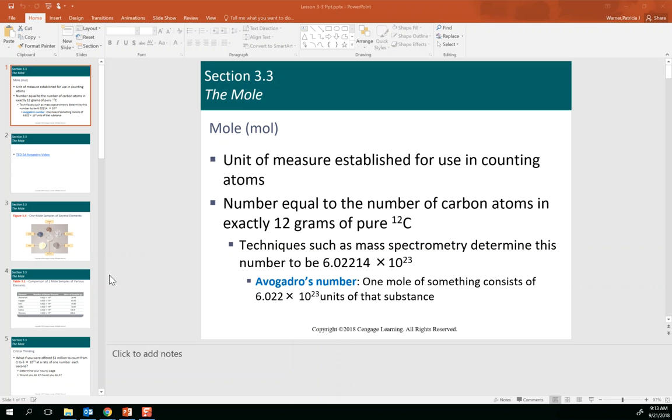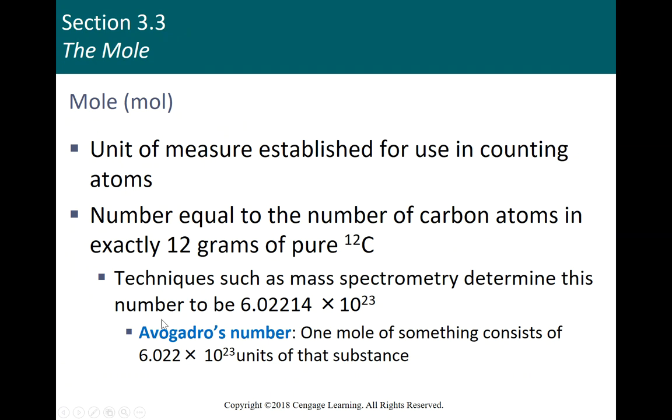To lesson 3.3. Today we're going to talk about the mole. The mole is a counting unit established by chemists to look at the number of atoms in a sample. The number of atoms in a sample, according to Avogadro's number, or mole, is 6.022 times 10 to the 23rd. This particular number draws it out a little bit farther. Some textbooks will just say 6.02 times 10 to the 23rd.